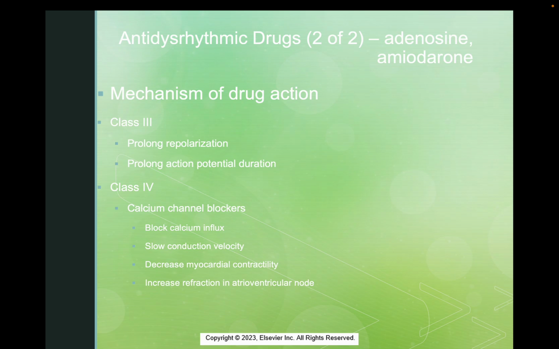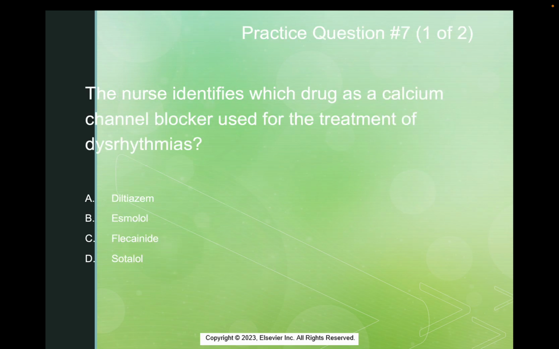And then our calcium channel blockers. This is the fourth class, and so verapamil is a calcium channel blocker that blocks the influx of calcium and decreases the excitability, so it is a negative inotrope and decreases contractility. So the nurse identifies which drug is a calcium channel blocker used for the treatment of dysrhythmias.